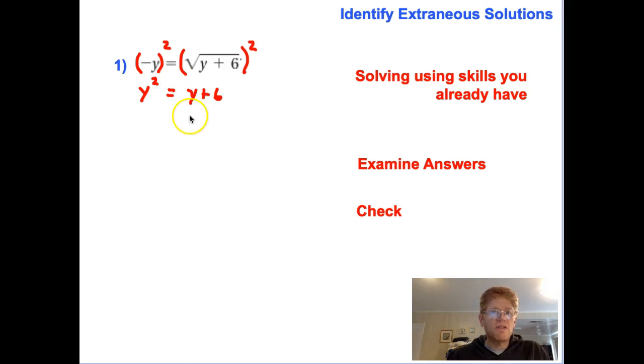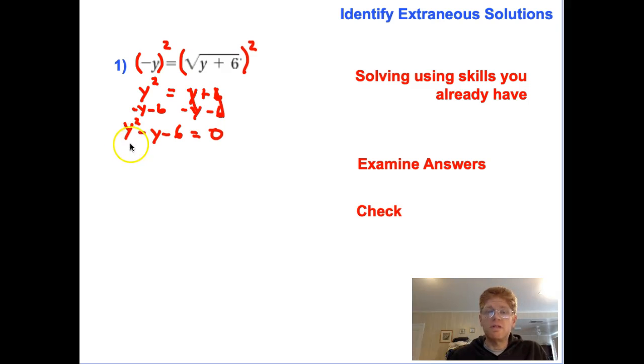Now, the easiest thing to do here is to get this all by itself, to get that y squared and the y over to the left-hand side. So we'll subtract both of these, right? We're going to subtract the y, and we're going to subtract the 6, and we're going to bring them over here. We get negative y minus 6 over here. So we wind up with y squared minus y minus 6 is equal to 0 because these guys cancel out.